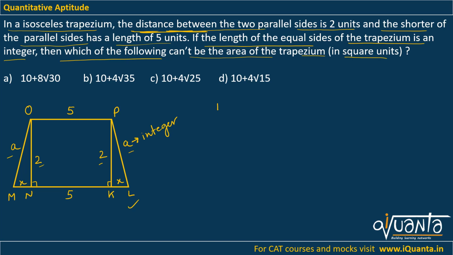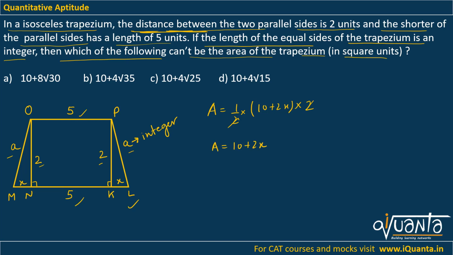Let me assume that the area of this trapezium is A, which is half into the sum of parallel sides. Sum of parallel sides, that means 5 plus 5 plus 2x. So 10 plus 2x into height, which is 2. So this is gone, and I'm left with A equal to 10 plus 2x.